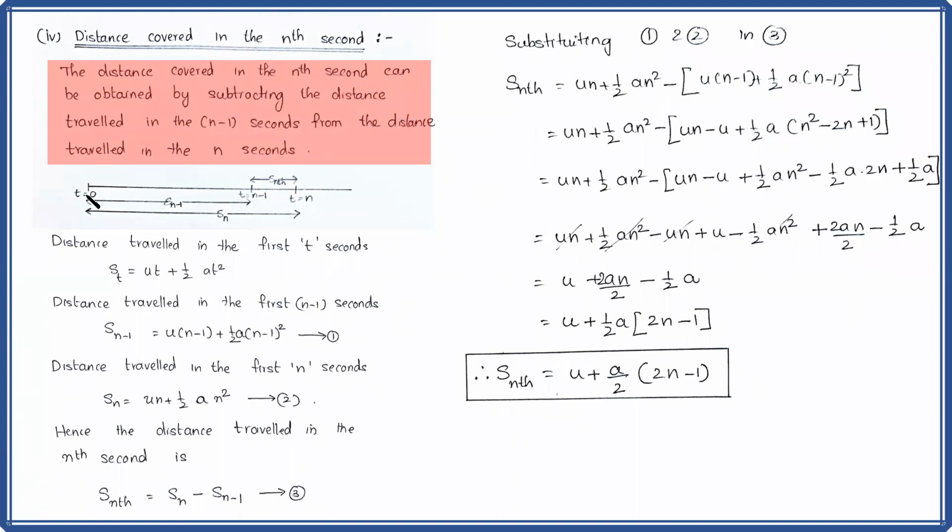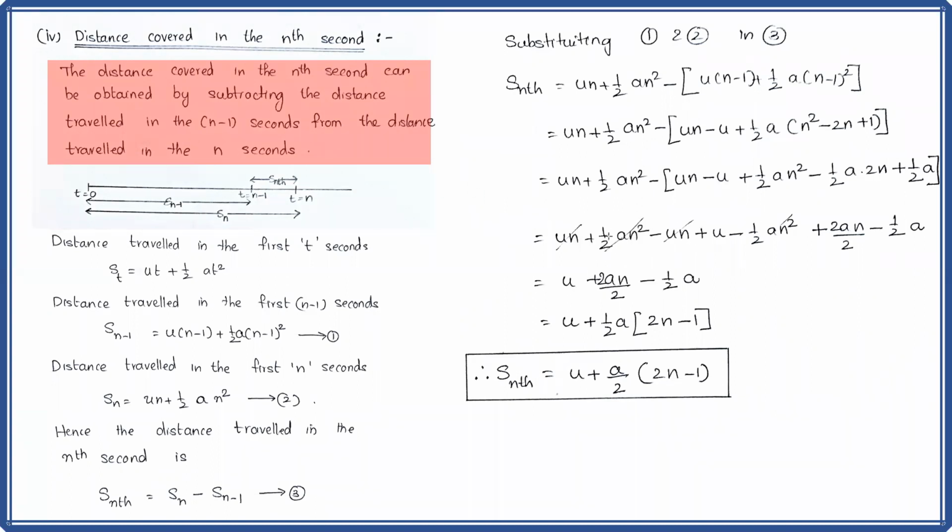So here you can see the journey started from t is equal to 0. Up to this point, where my pointer is showing, it is up to n minus 1 seconds. This is up to n seconds. So this is the last second. That means the distance traveled in the last second is called Snth. Distance traveled from 0 to n is Sn. Distance traveled from 0 to n minus 1 is Sn minus 1.